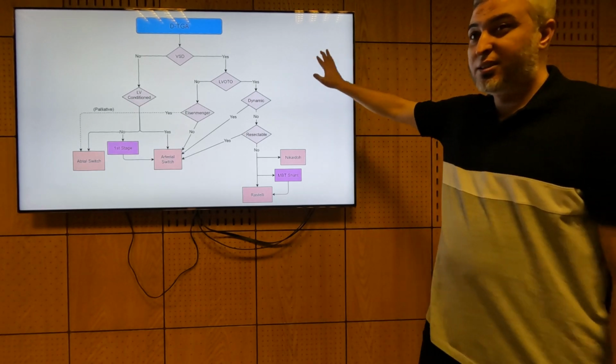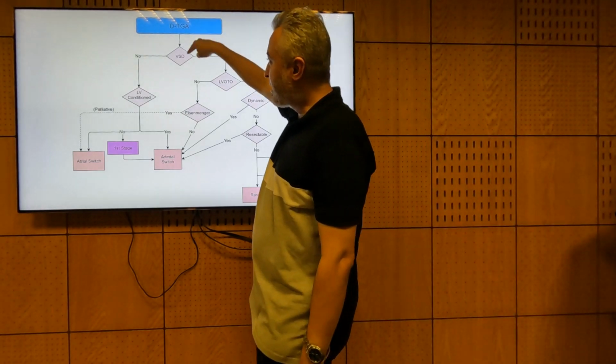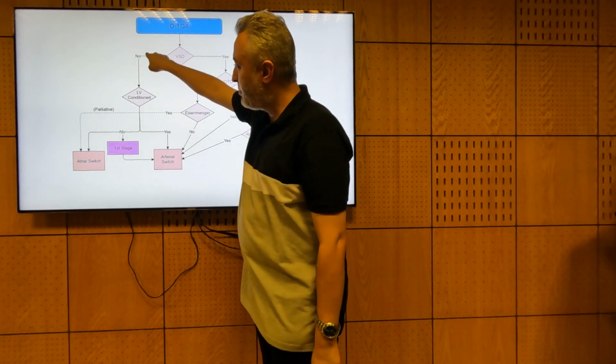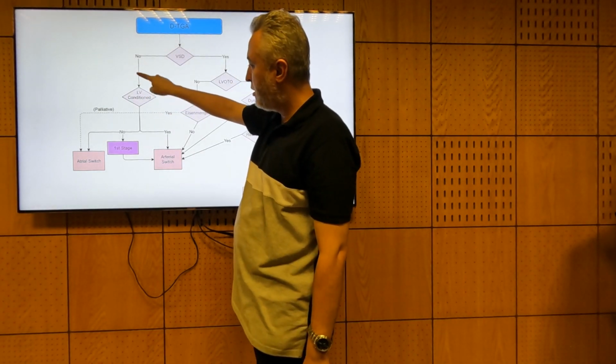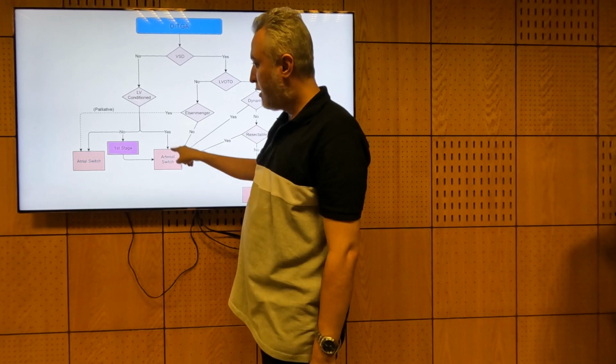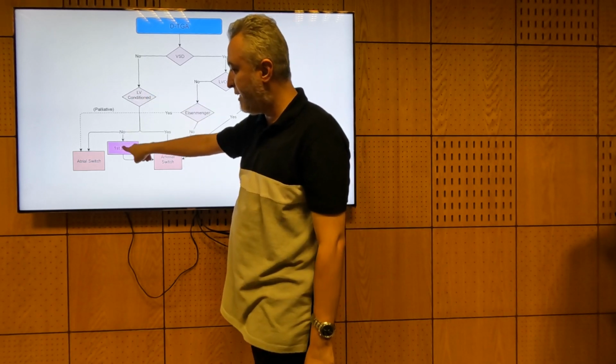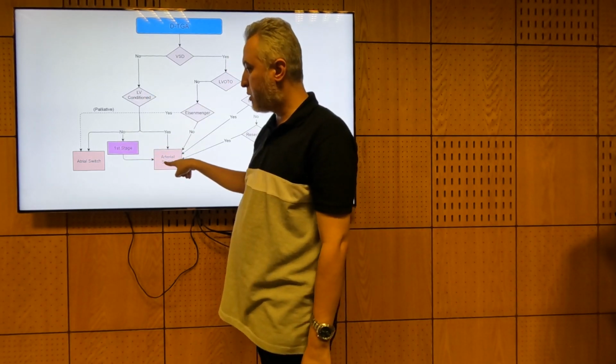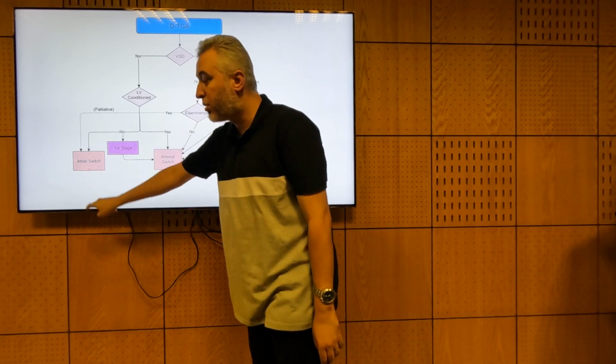This is the big scheme. TGA, intact septum or with VSD. If intact septum, is the LV conditioned or deconditioned? If conditioned, then arterial switch. If deconditioned, either retraining with the first stage, then arterial switch, or atrial switch.